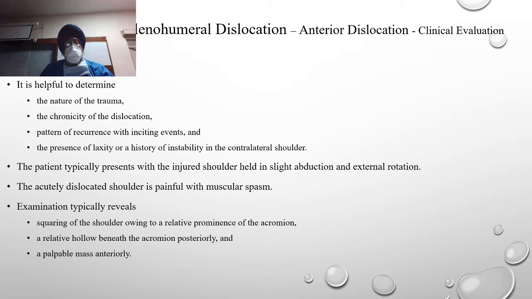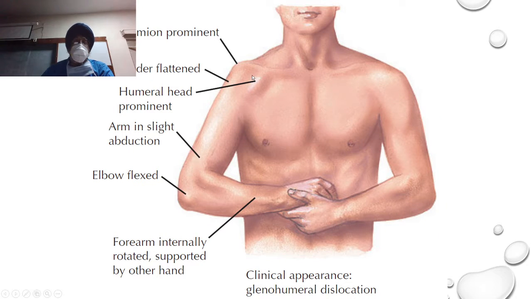The patient typically presents with the injured shoulder held in slight abduction and external rotation. The acutely dislocated shoulder is painful with muscular spasm. Examination typically reveals squaring of the shoulder owing to the relative prominence of the acromion, a relative hollow beneath the acromion posteriorly and a palpable mass anteriorly.